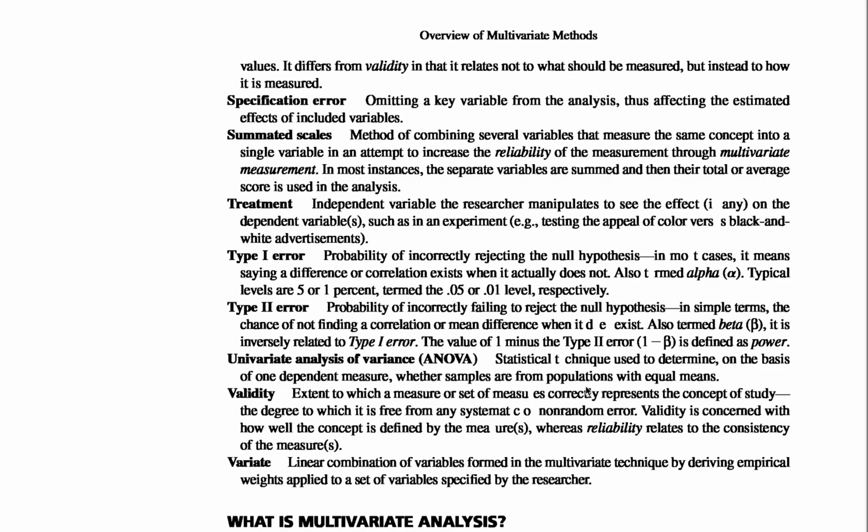Type 2 error, or beta error, which we call the second error: the probability of incorrectly failing to reject the null hypothesis. In simple terms, it is the chance of not finding correlation or mean differences when they do exist, also termed beta. It is inversely related to Type 1 error. The value of 1 minus the Type 2 error, that is 1 minus beta, is defined as the power.